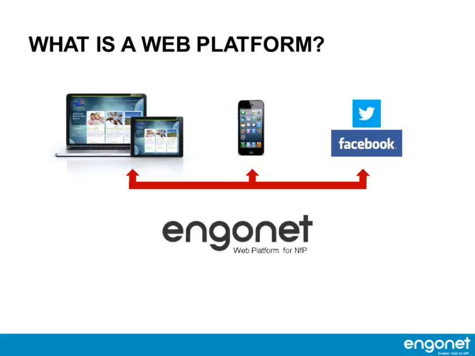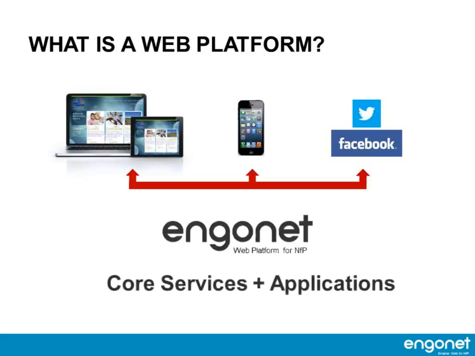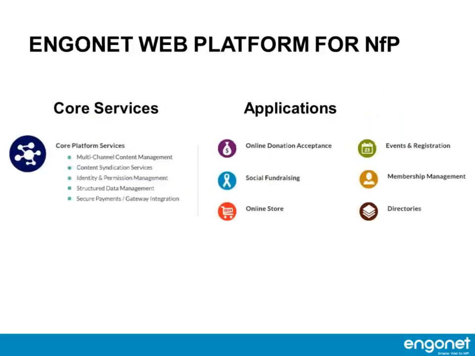So this is where ENGONET comes in, and this is the offering that we've built. So we have a cloud-based service which provides core platform services and applications that are relevant to the not-for-profit sector. And I'll talk to you just a little bit more about what that actually means. So if you think about core service, and this is where it just gets a little bit more technical, so bear with me as I go through this. So on a cloud platform, you need to be able to provide services that enable you to run these websites and mobile sites and social media.